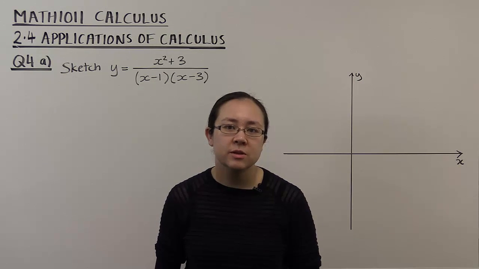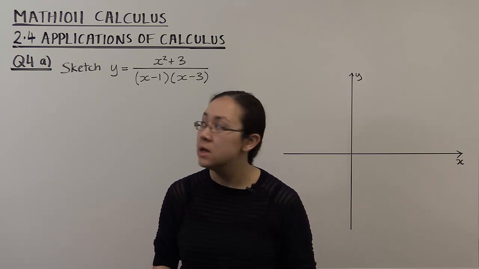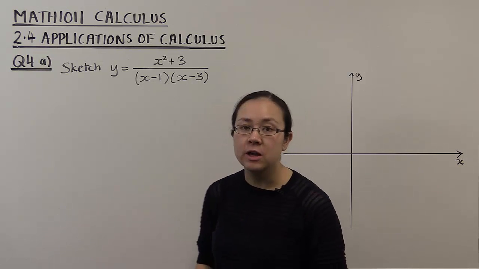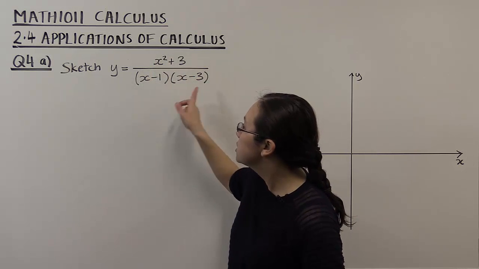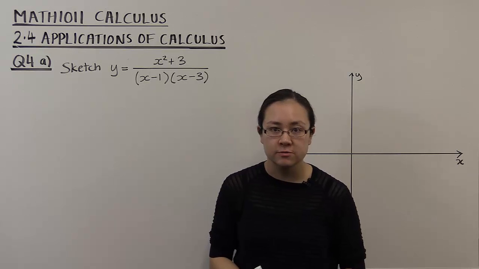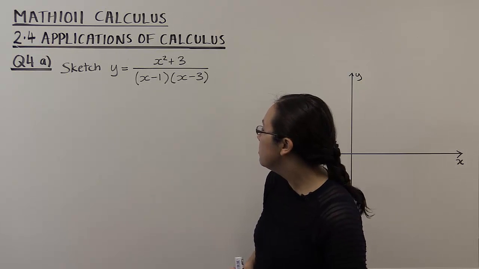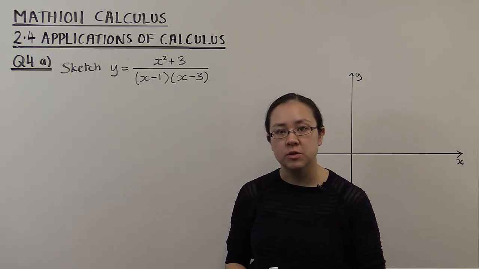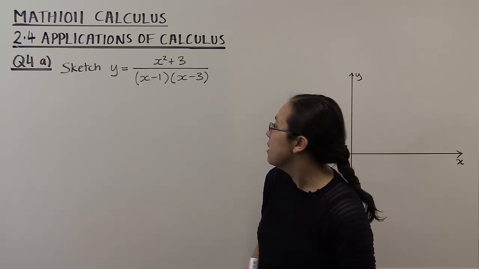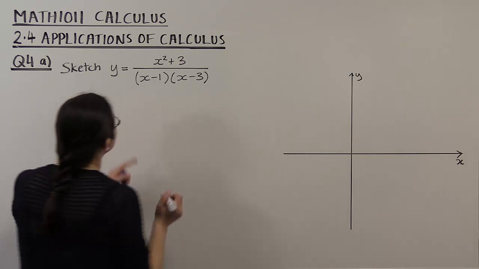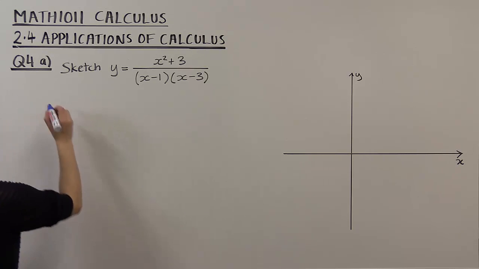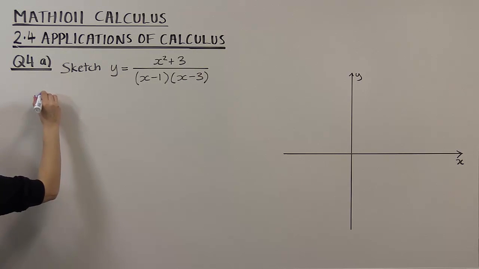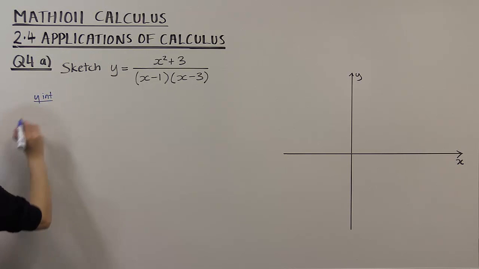Today I'm working through some of the MATH1011 calculus problems from section 2.4 on the applications of calculus. So this is a rational function here and we're asked to sketch that rational function and we might use some calculus to determine stationary points for this graph. So first of all, if we're asked to sketch the function, we might want to work out things like the y-intercept, say, and the x-intercept.